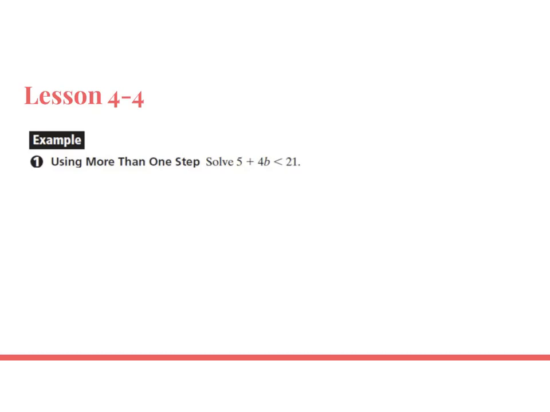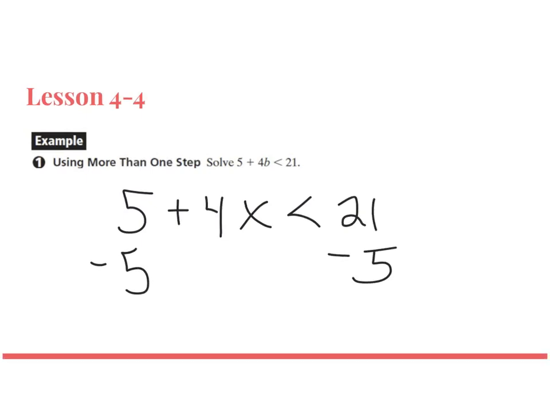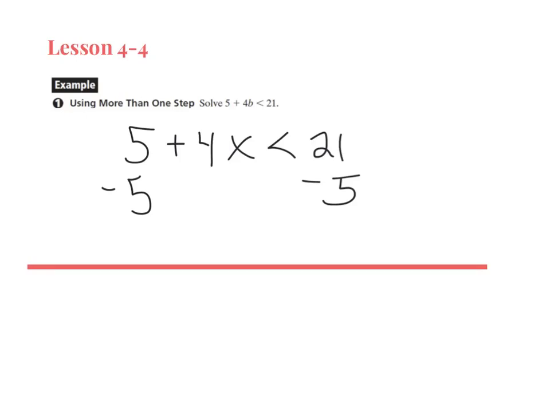As I've said in the past, feel free to change the variable to a different letter, especially since lowercase b's tend to look like 6's sometimes. So here we have 5 plus 4x is less than 21. And again, we want to solve for x. We want x by itself, so I'm going to subtract 5 from both sides, just like I would if this were an equation. I'm then left with 4x is less than 16.